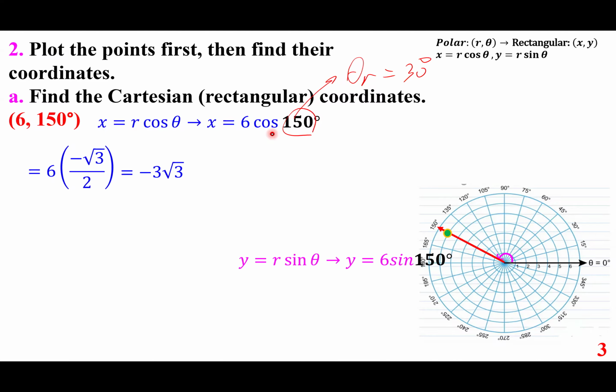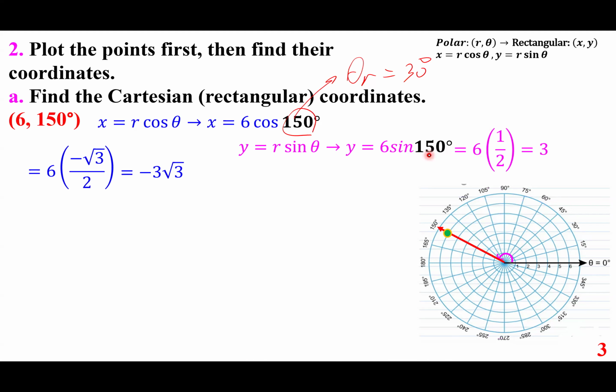Let's do the sine. y equals r sine theta. Again, 150 degrees has the same reference angle of 30 degrees, and sine is positive in the second quadrant, which makes it 1/2, and the answer is 6 times 1/2 equals 3. Therefore, 6 comma 150 degrees is the same as negative 3 square root of 3 comma 3.